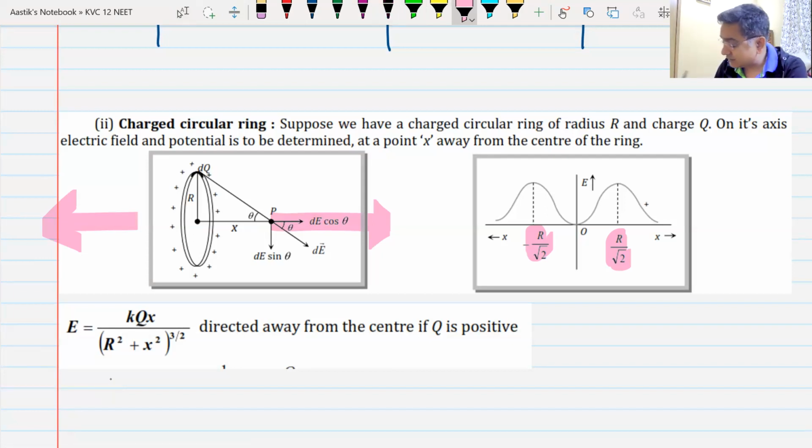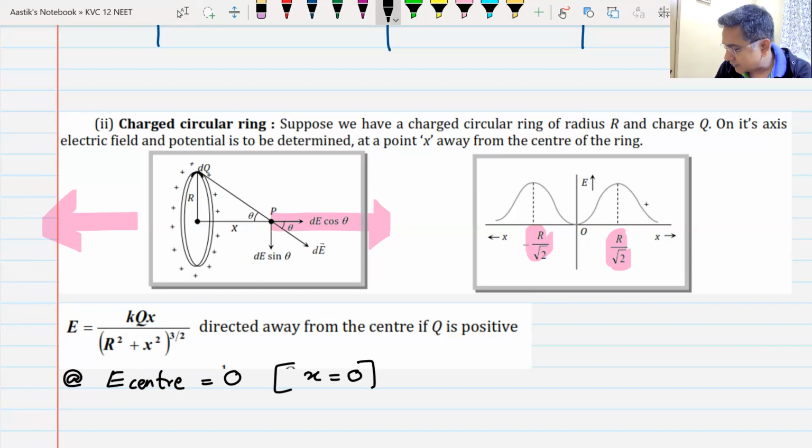Electric field at the center. How do you find the electric field at the center? I'm giving you all this together in one place. The electric field at the center of the ring will be 0. You can see the value of x is 0. So the electric field at the center of the ring would be 0.